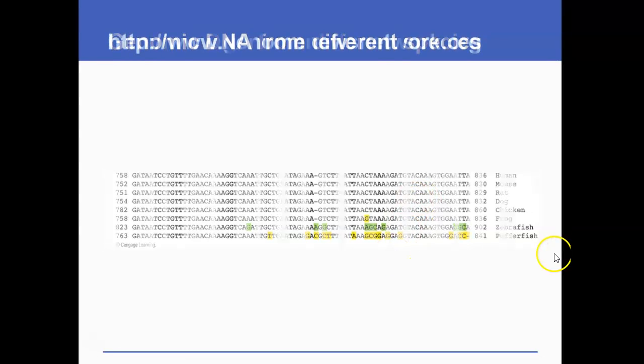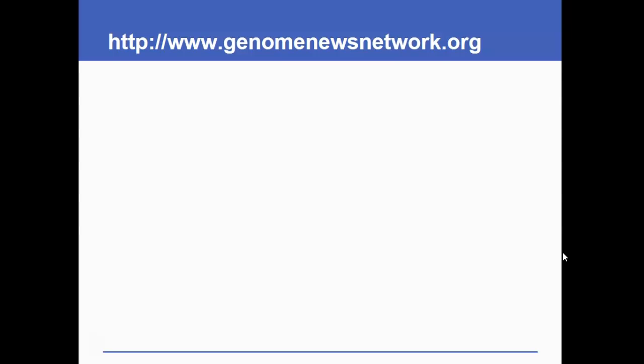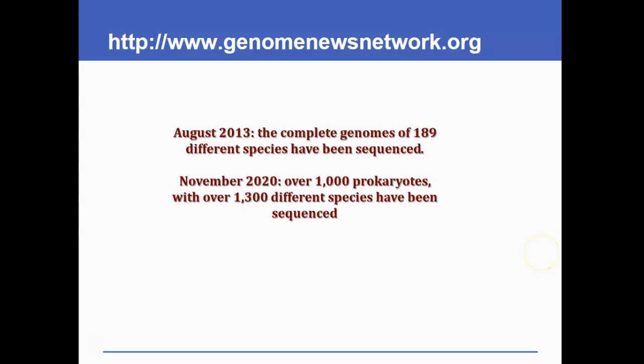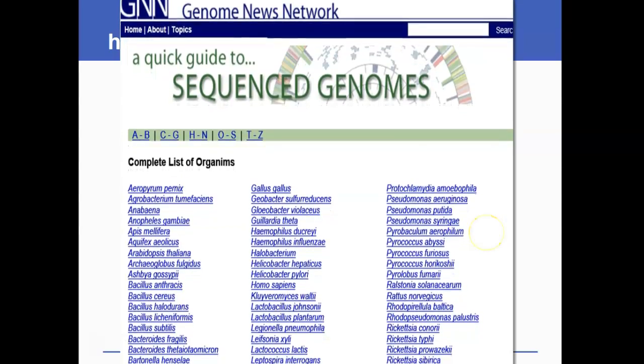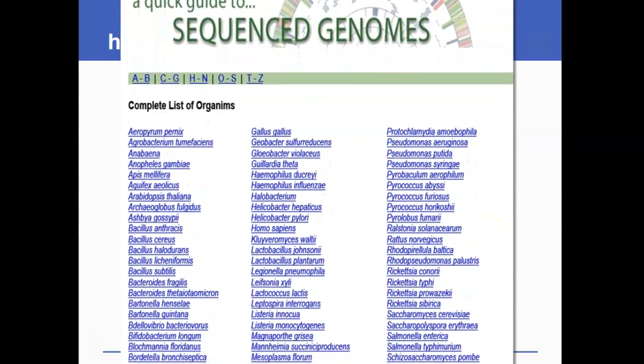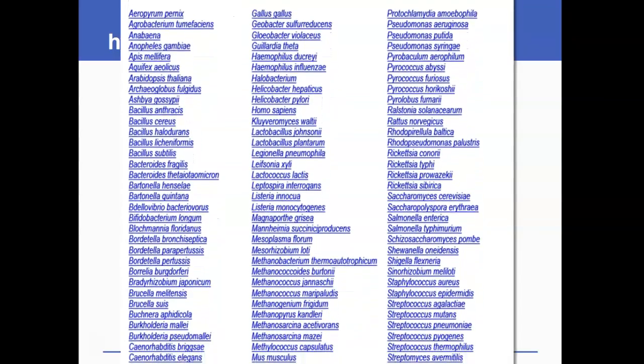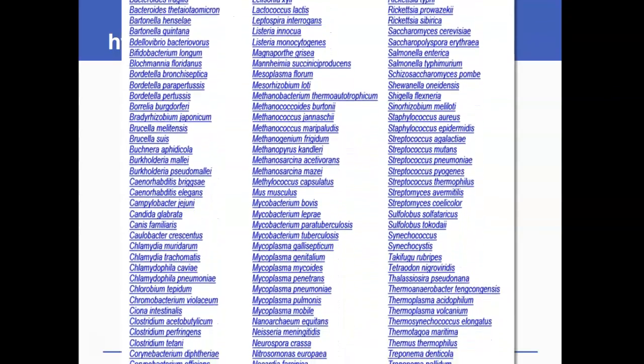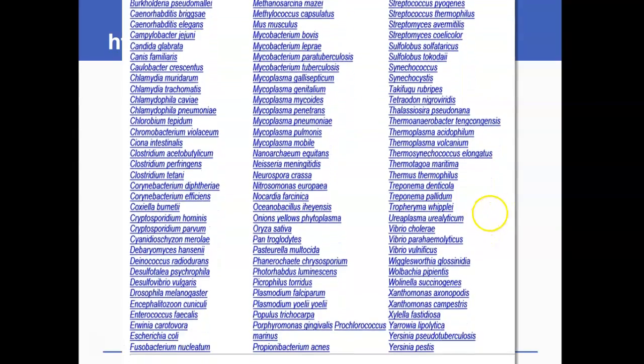And to give you some idea of the scale we're talking about for just how much information we are getting: when part of this presentation was made by another faculty member in 2013, 189 different species had been sequenced. Most recently, when I checked, we're now over 1,300 different species. Yes, most of them are prokaryotes, but it's really unbelievable to think about how many species have been sequenced, how easily accessible this data is, and how quickly these transformations are occurring.